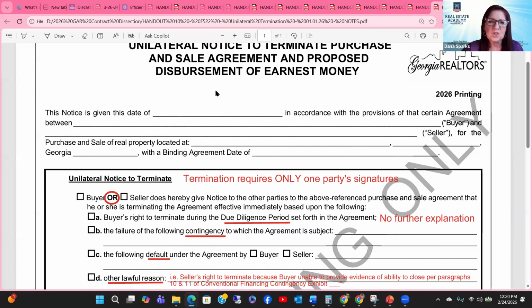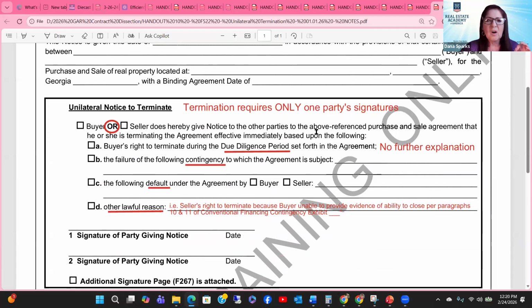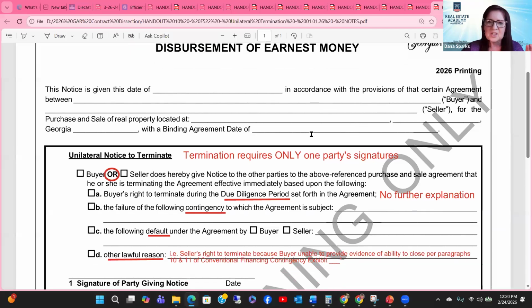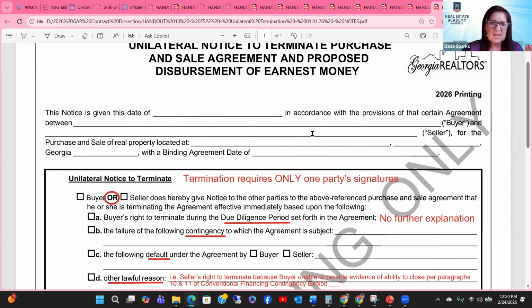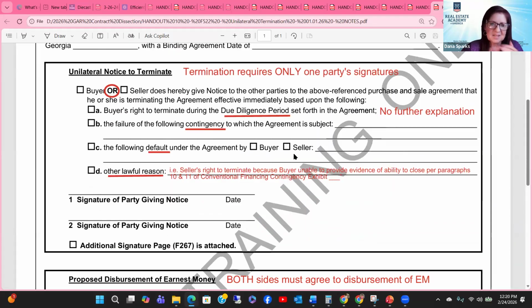Unilateral means only one signature, and there are two parts. GAR has put two separate contract issues on one form, and they put it in boxes because it's two separate issues. One is the unilateral notice to terminate. Buyer or seller is terminating.